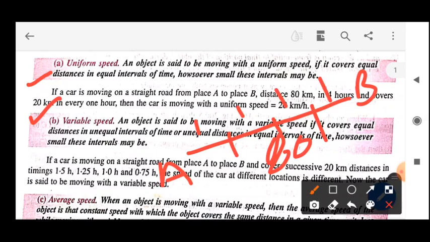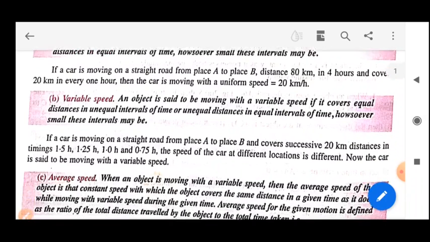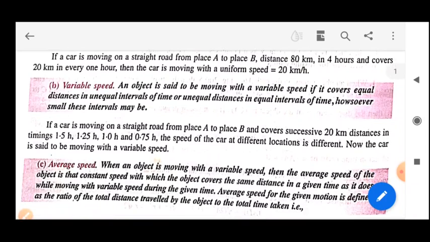So when you calculate the speed for these portions, it will be equal to 20 kilometers per hour, and that is the constant speed for all 4 parts. That's why it is called uniform speed. So it means that the value of speed is uniform, that is constant. Now let's see the second one, that is variable speed.